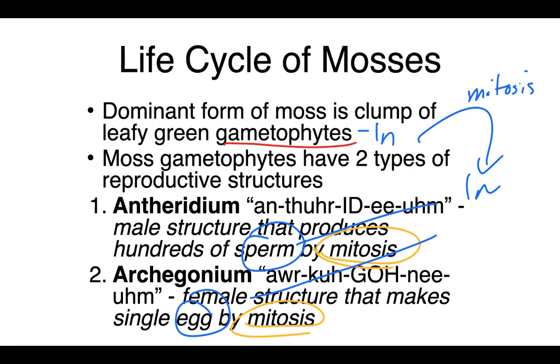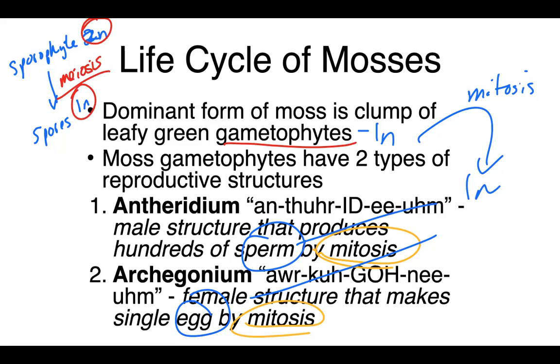This is going to be different when we look at sporophyte. A sporophyte is 2N. They produce spores, which are 1N. Sorry, that looks like a Z. All right. So sporophytes are 2N. They produce spores, which are 1N. So these are going to be produced through meiosis because you're going from 2N to 1N. That's later on. But for gametophytes, they produce gametes. Both of those structures are 1N. So it's through mitosis. Antheridium, archegonium.